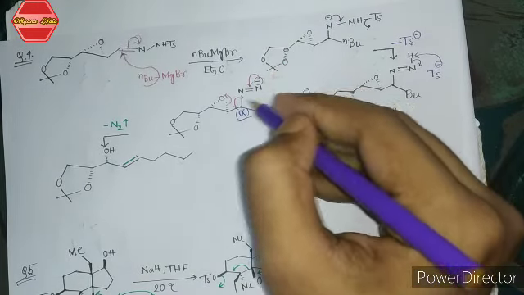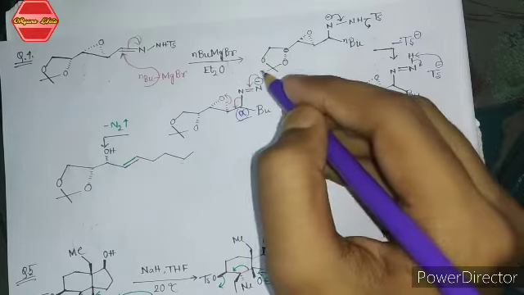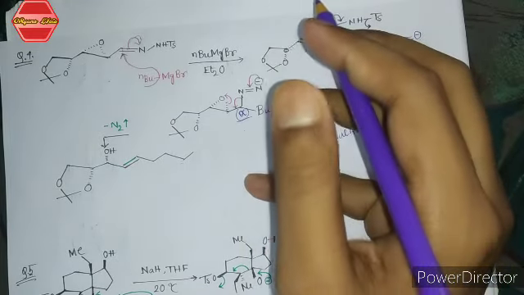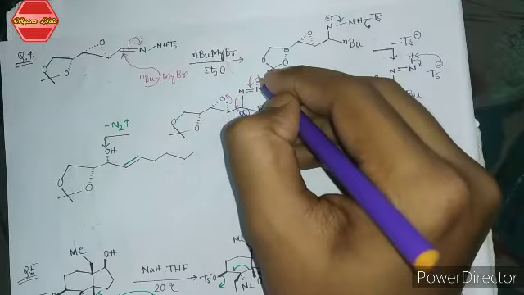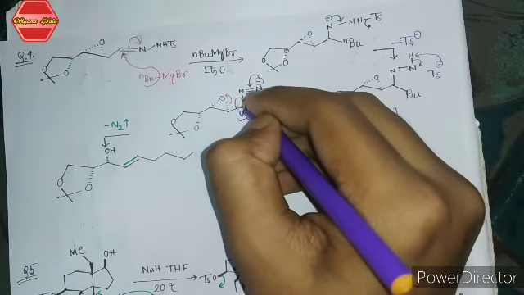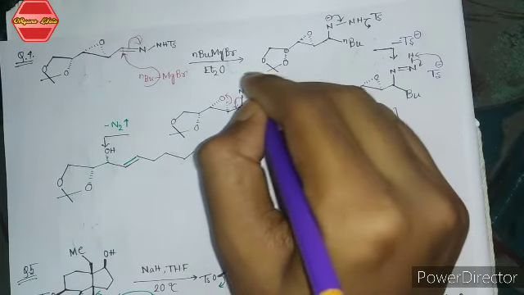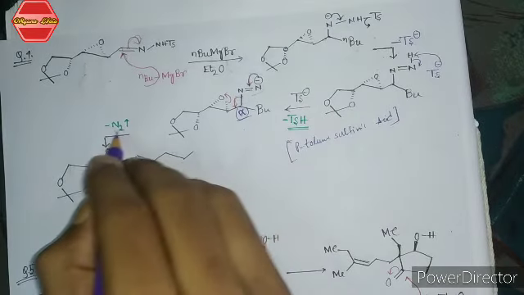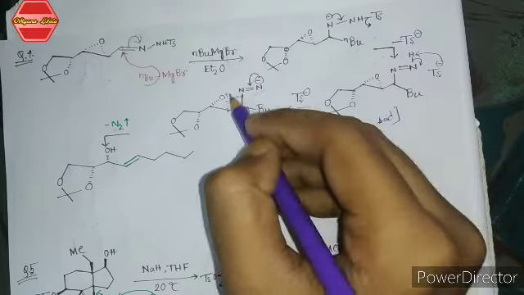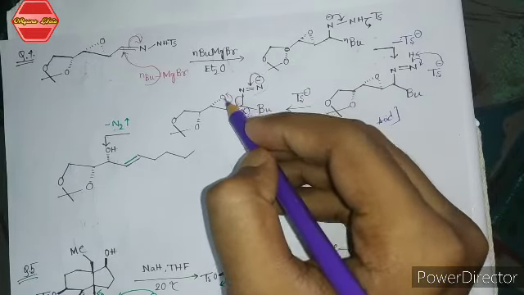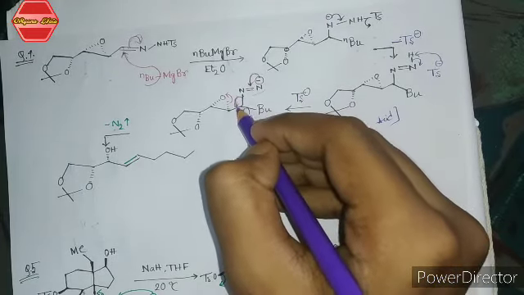If there is a leaving group in the alpha position, there is another important chance: the formation of an alkene. These bonds go over here and this part leaves the system as nitrogen. This is not really a fragmentation; actually it is an important ring opening, so there is a formation of an alkene.